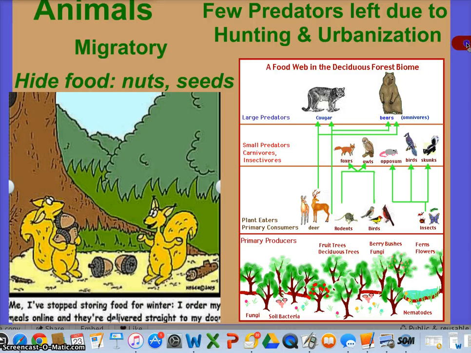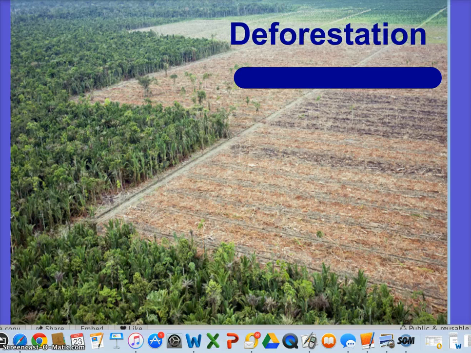Animals that live there will hide their food in the trees and store it for winter. Like coniferous forests, deciduous forests' main problem is deforestation. And again, I'm going to re-reference that whole concept when I do rainforests.